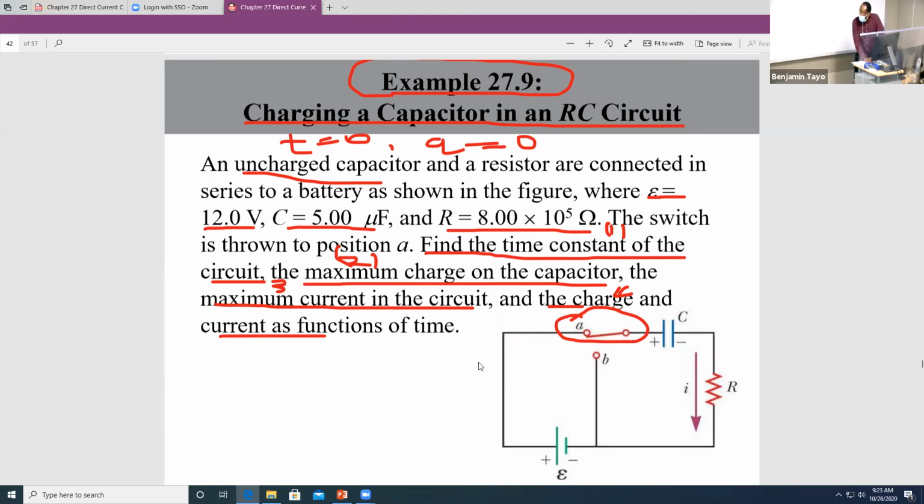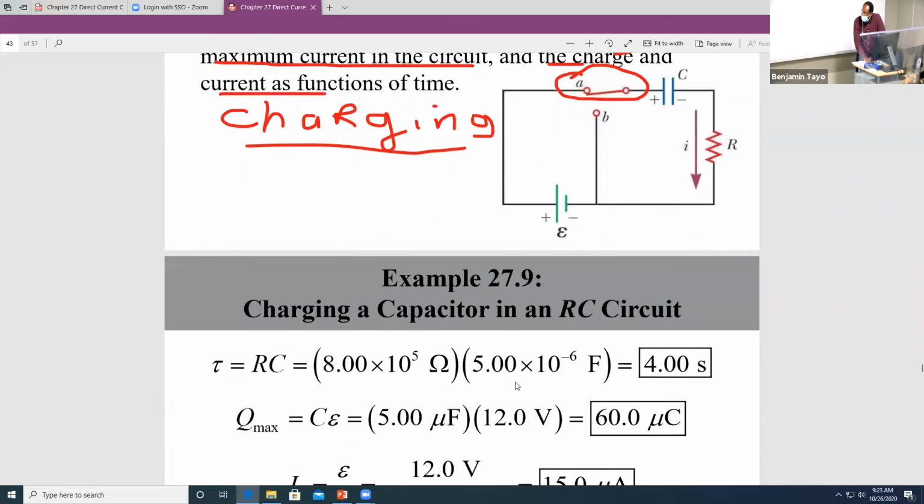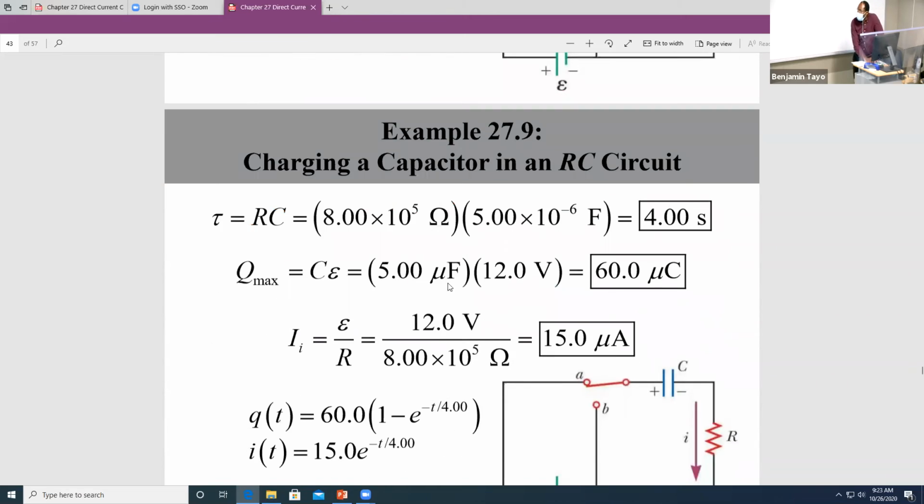Looking at this problem, this is a problem where I'm charging a capacitor, so I know what equations to use. I know how to calculate my time constant, for example. Again, each time, make sure that your resistance is in ohms and your capacitance is in farads. So I need to multiply this by 10 to the -6. If the resistance is in ohms and your capacitance is in farads, then your time is going to be in seconds. If you calculate this time constant here, you get about 4.00 seconds.